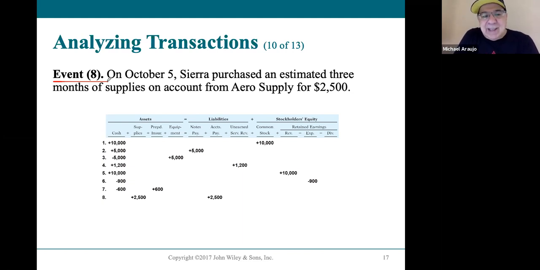All right. The 8th event happened on October the 5th. They bought a whole bunch of supplies on account. Remember, on account means they got a bill. They have to pay later. So look what happened. We analyzed it. We said, okay, we have more supplies by 2,500, but now we have a bill to pay. This bill is an accounts payable, so we have more accounts payable.